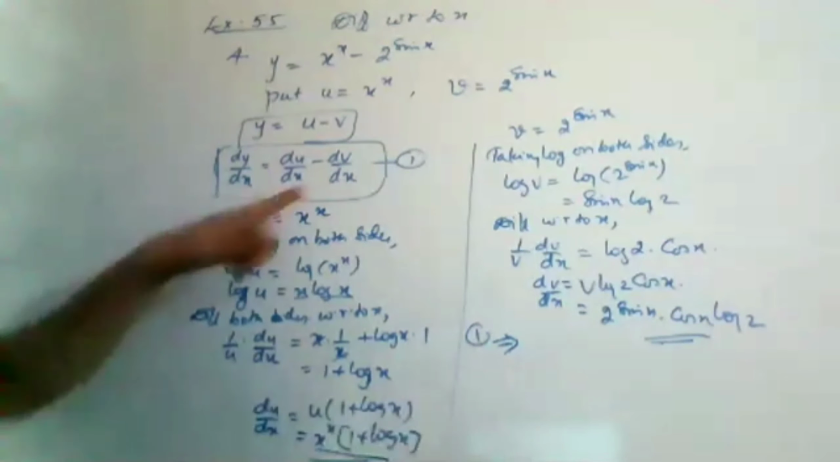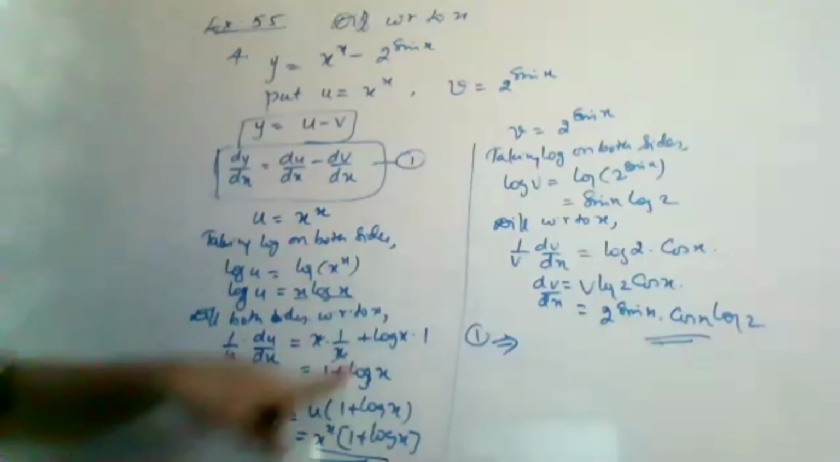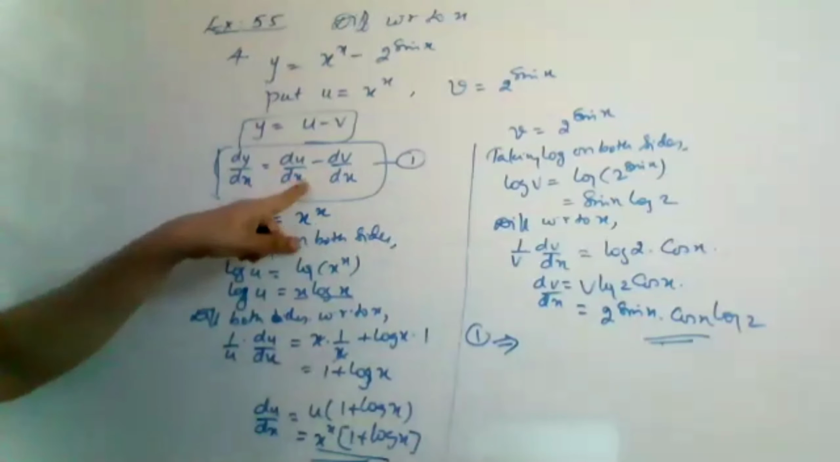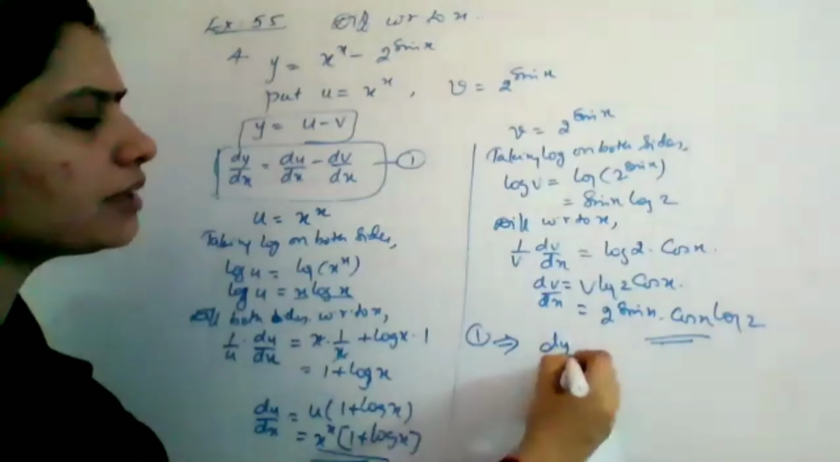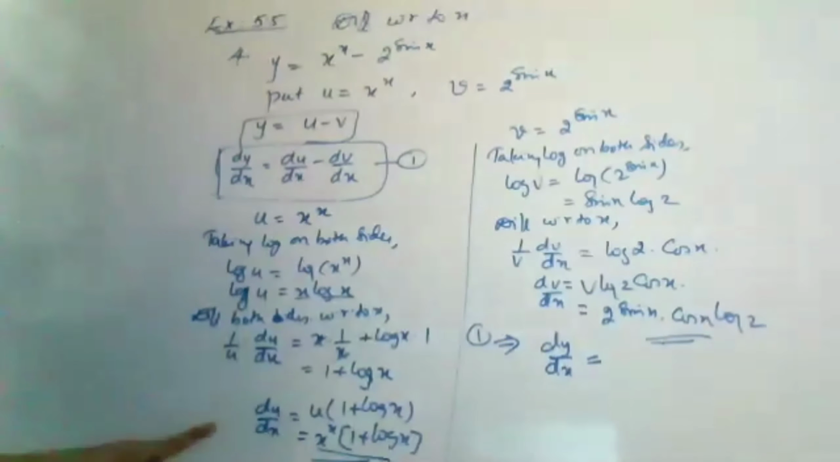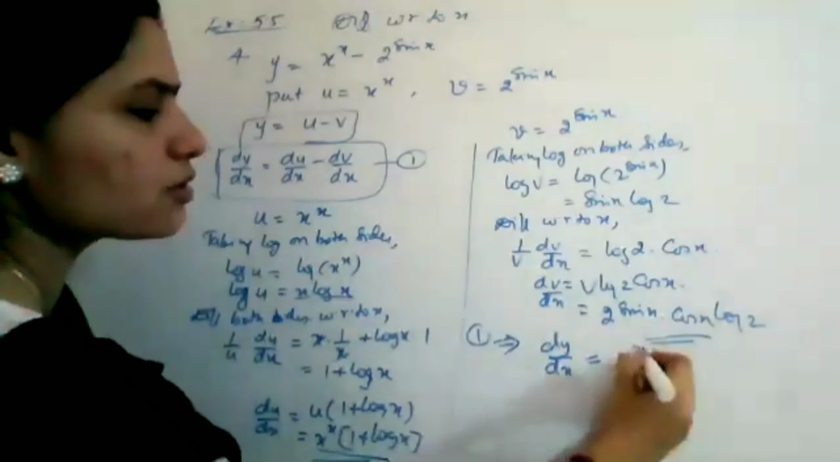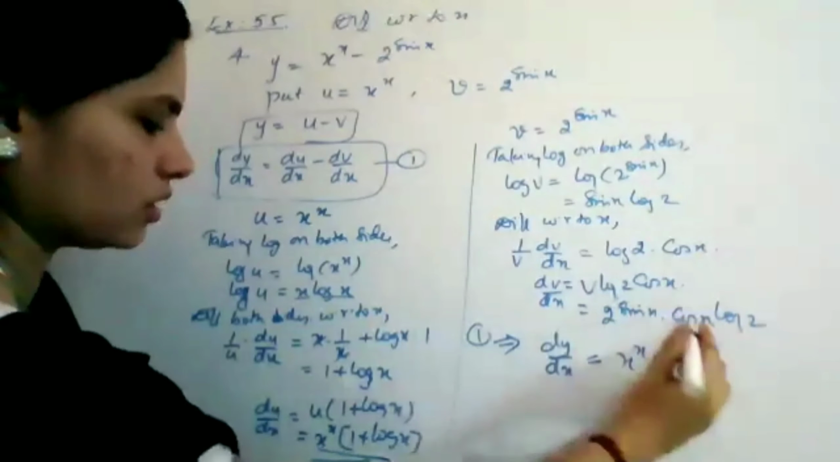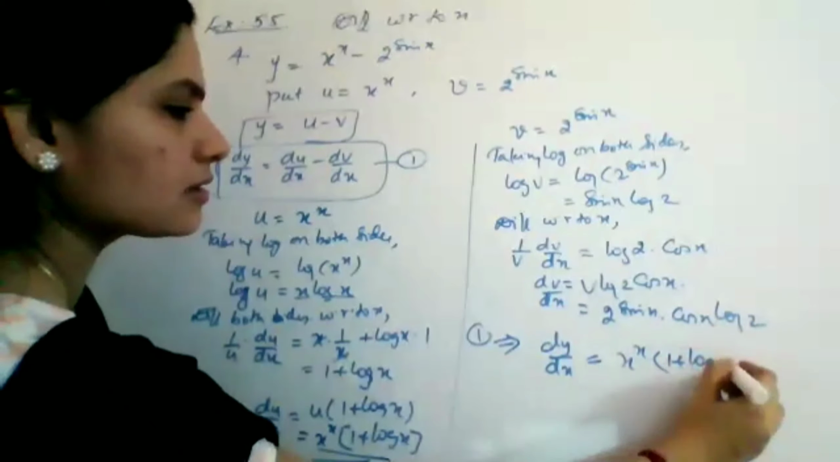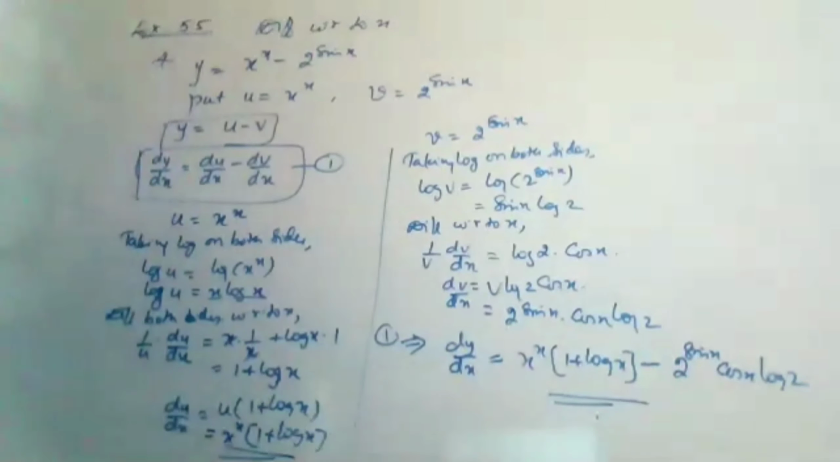Now you have to substitute these two values, du by dx as well as dv by dx, in your first equation. So you will get dy by dx is equal to, what is du by dx? x raised to x into 1 plus log x. Yes, negative, sorry. Correct.